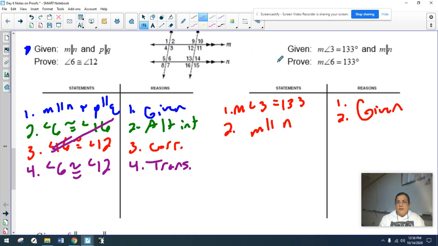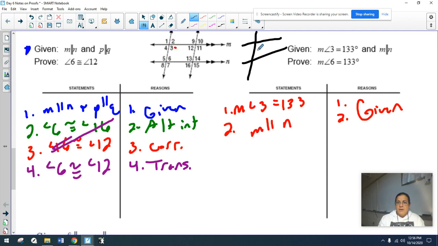They gave me angle 3. So we started here. And then they want you to prove that angle 6 is 133. Oh, no, this isn't the right picture. I must have left out the picture because that's not going to work. All right, so let's say M and N are parallel. I thought that went with the same picture.